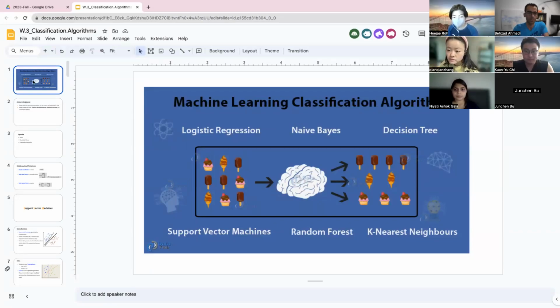Okay, hello and welcome to our week 3. We are covering more machine learning classification algorithms.